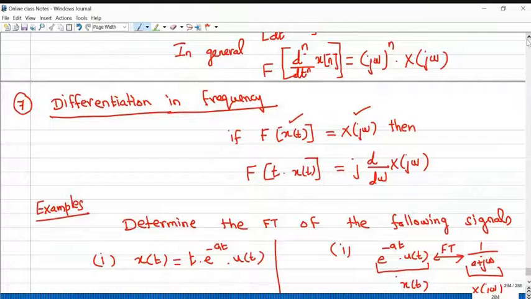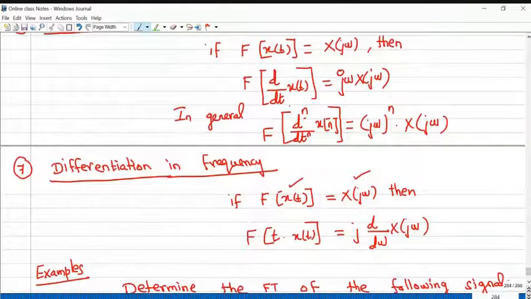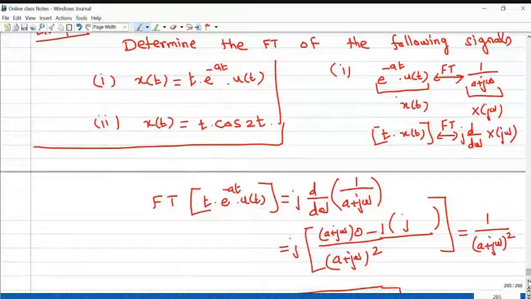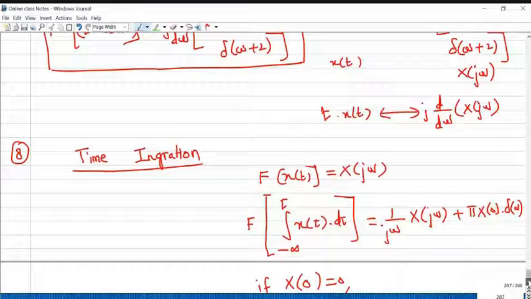Fourier transform of differentiation of x of t is j omega times x of j omega. Remember this, okay? Fourier transform of d by dt of x of t is j omega into x of j omega. Fourier transform of integral of x of t dt, the result is x of j omega divided by j omega. So this is another property, property number 8.